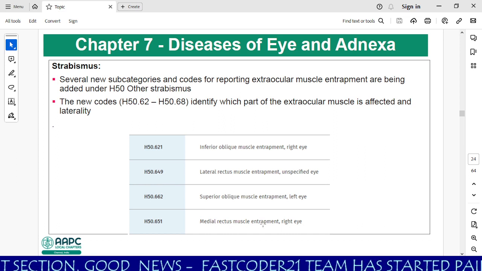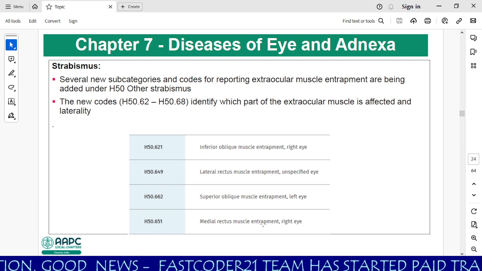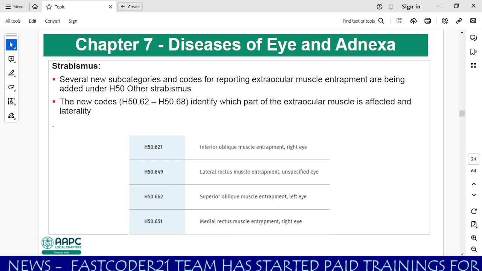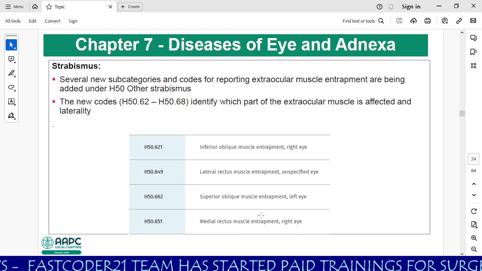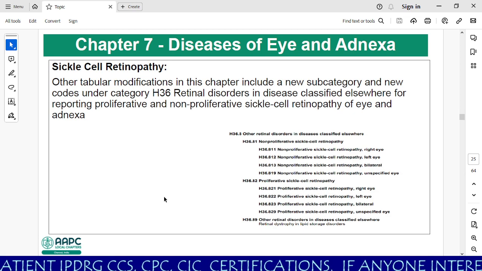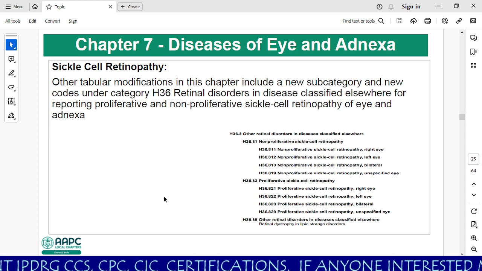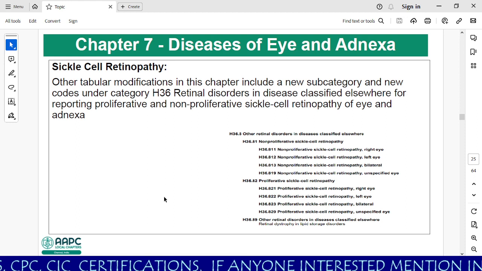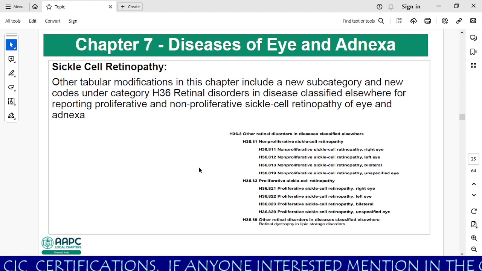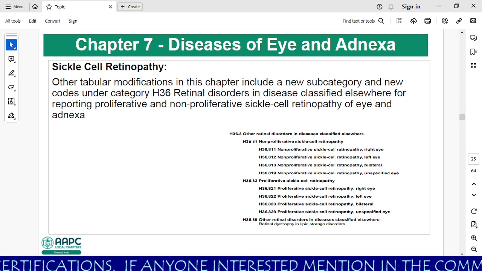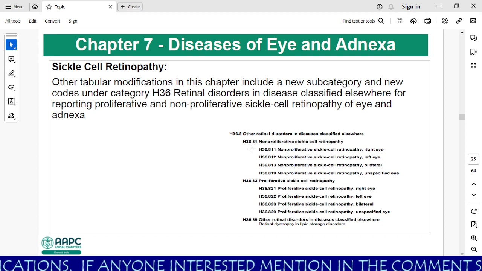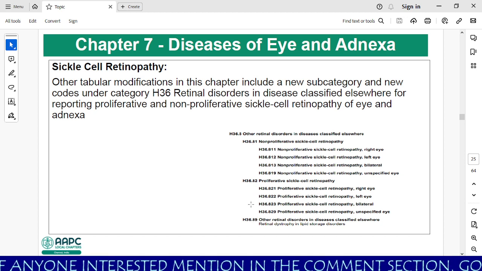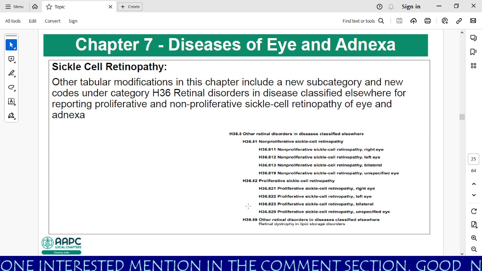As all of us know, in the eye we have multiple horizontal and vertical muscles. So based on those muscle conditions, we have new codes provided in this year. So we have chapter 7, disease of eye and adnexa. We have few codes added for sickle cell retinopathy here. H36.8 is the category where we have H36.81, 82 and 89 as the new codes added in this year.